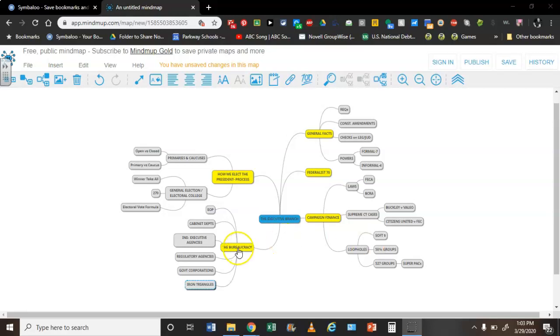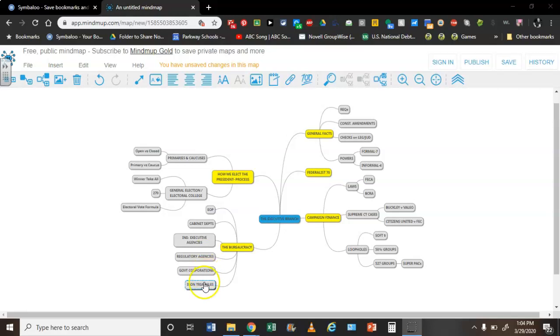And then finally, we went over the bureaucracy, and we went over the 5 parts of the bureaucracy: the executive office of the president, cabinet departments, independent executive agencies, regulatory agencies, and government corporations. For each of those 5 things, you need to know what is their role, what do they do, and an example of each of them. And again, I ask you to go back to that bureaucracy lesson if you can't remember their role and an example of each.